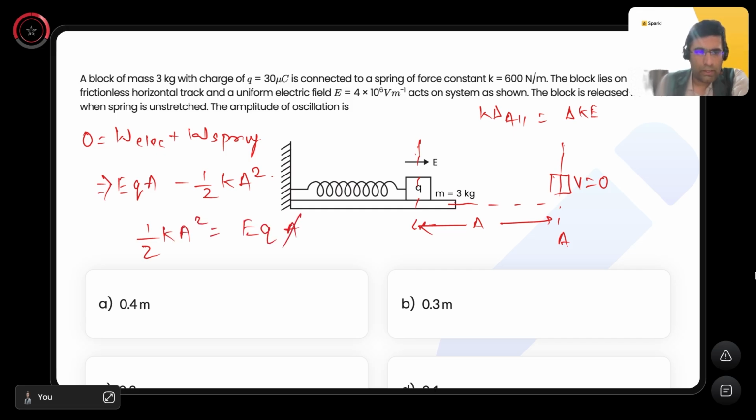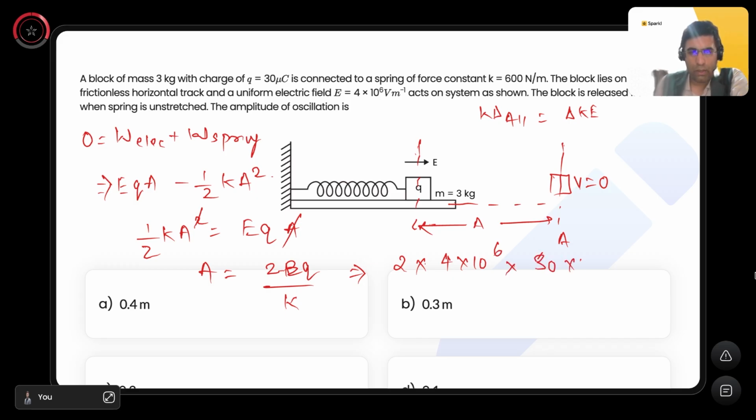So A and A get cancelled. So from here, A will get the value 2EQ upon k. So let's now put the values. So 2 into the electric field, which has the value 4 into 10 to the power 6, into the charge, which has the value 3 into 10 to the power minus 6, upon k, and k has the value 600. Right, so these things get cancelled. So the answer will be 0.4 meter. All right.